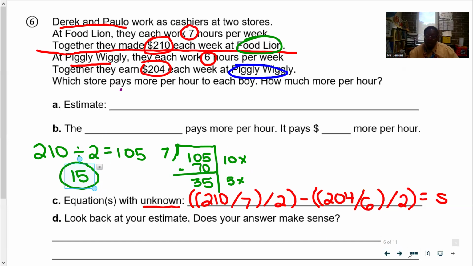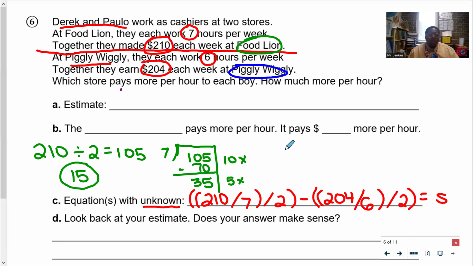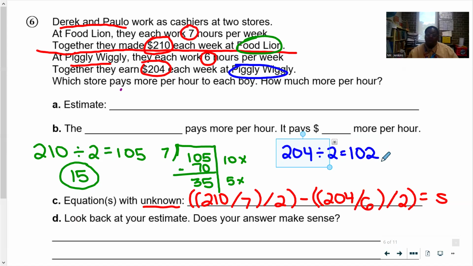Now let's do Piggly Wiggly. And I'm going to change my color to blue. So at Piggly Wiggly, they are making $204. Now let's figure out per boy. I'm going to divide that in half. Half of 200 is 100. Half of 4 is 2. So that would make it $102 per boy.